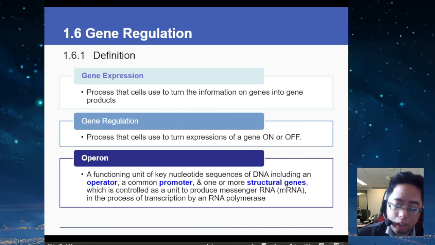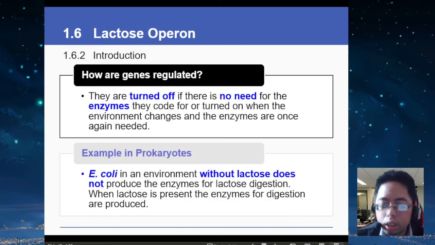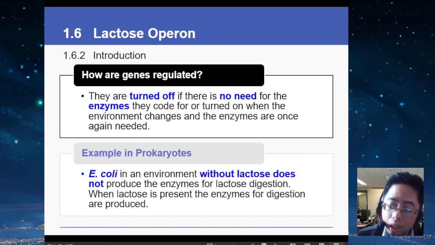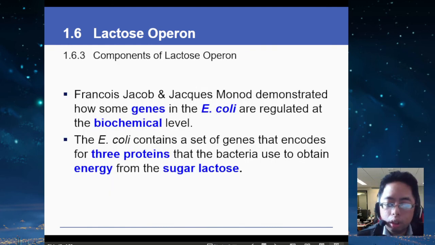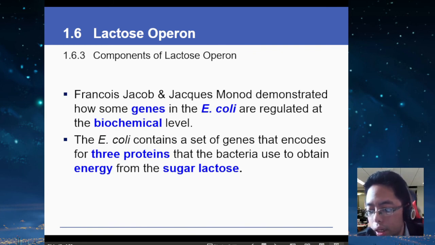It has an operator, a promoter, and some genes that can be translated into something. Usually genes are turned off when there's no need, but when there is something that needs to be done, they are needed. For example, E. coli is a bacteria that doesn't create lactase without any lactose. How did they find this? Francois Jacob and Jacques Monod demonstrated that genes in E. coli are regulated at the biochemical level. They have one of the three proteins the bacteria use to obtain energy from the sugar lactose.